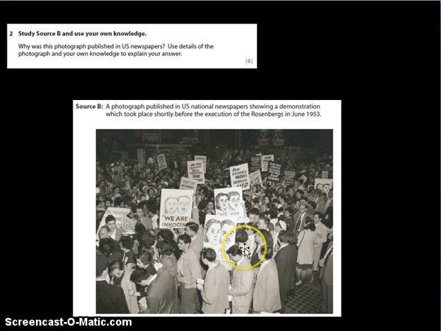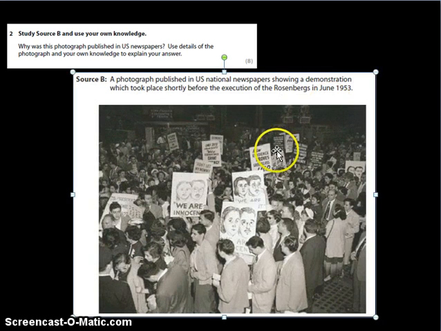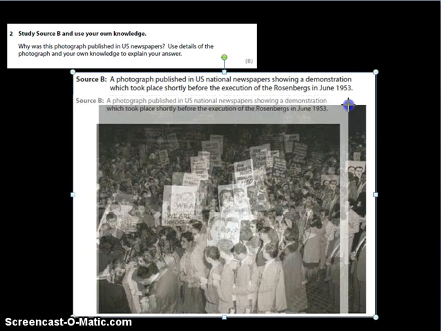And if you have a look at the source, you can see that there are lots of people there. It looks dark, so it could be the evening. They could have been there all day, which shows their commitment to the Rosenbergs. You can see that there are placards saying that the Rosenbergs are innocent, and then towards the back, it's quite difficult to see, but you can see that they're accusing the government and others of lying and saying that there's no actual evidence for the Rosenbergs to be executed.